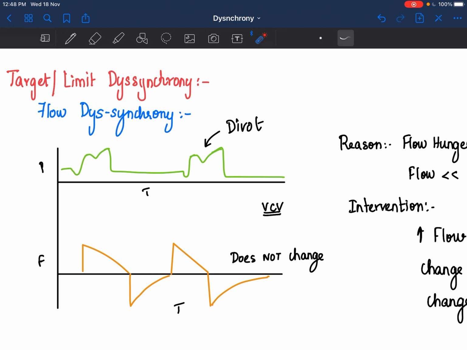If you look at the pressure waveform, this is not nicely happening like this, correct? This is having a small dip in between. Why is this dip happening? Because the patient wants more flow. Patient is flow hungry. The flow that you are giving here is not satisfying the needs of the patient. So the patient is trying to take a deeper breath here. That is why you get this negative deflection, because normal breathing means negative pressure in spontaneous ventilation. That is why you have this small dip in the pressure time scalar.